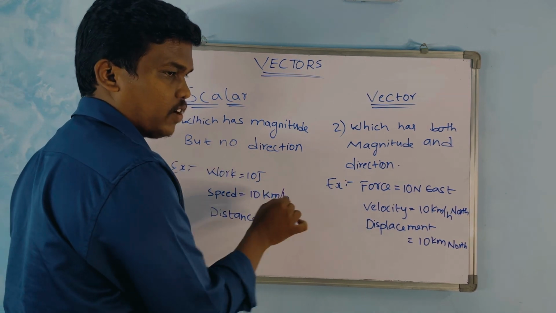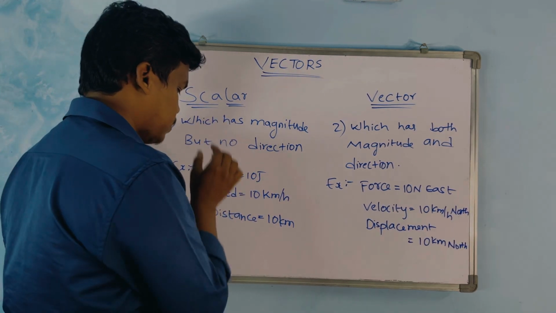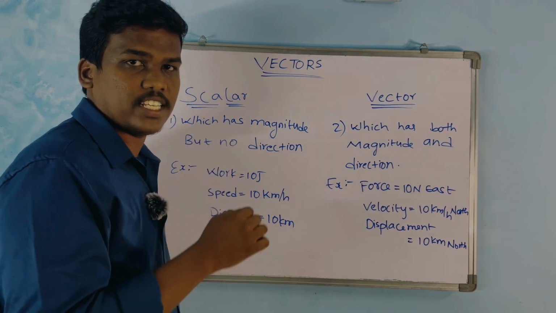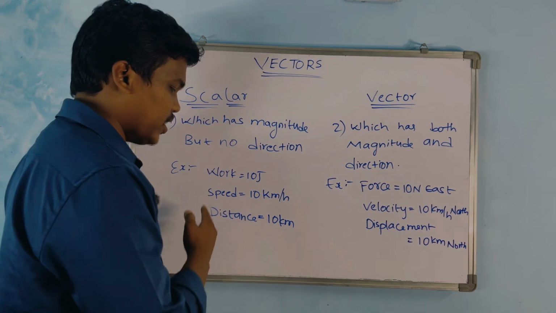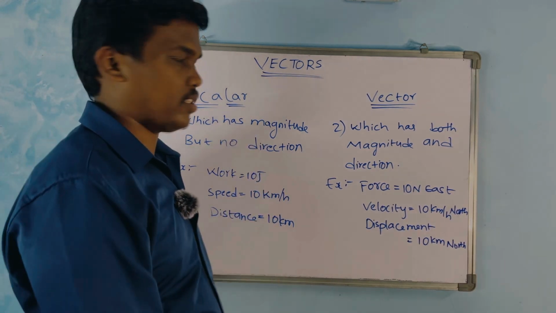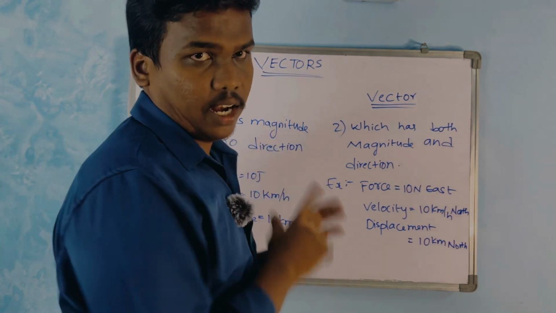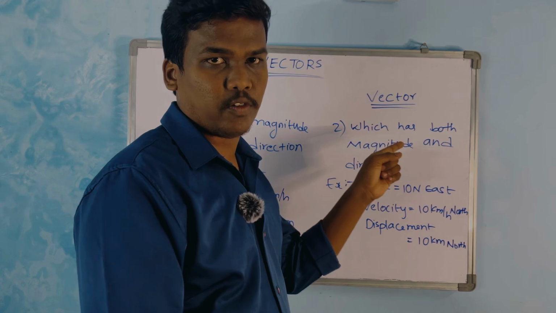10 kilometers per hour is the magnitude of the speed, and distance only specifies magnitude but no direction, so it is also a scalar quantity. That means distance is equal to 10 kilometers. And after that, what is a vector? First we studied scalar, now we are going to study vector.